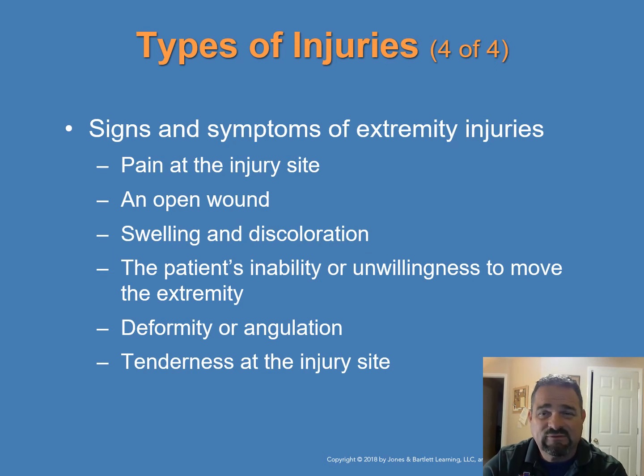Signs and symptoms of extremity injuries include the following: pain at the injury site. There may be an open wound, there may not be. Swelling and discoloration, and the patient's inability or unwillingness to move that extremity. There could also be a deformity or an angulation of the extremity itself, and also tenderness or crepitus at the injury site itself.